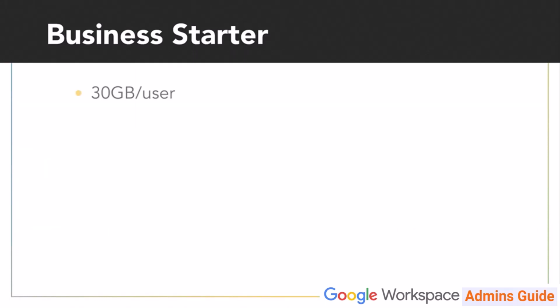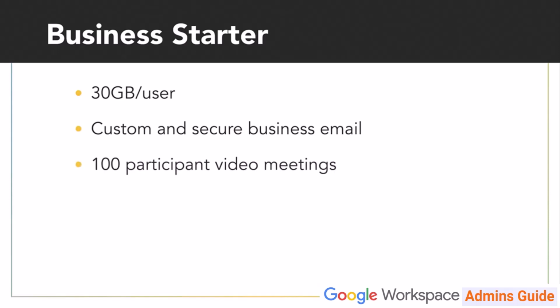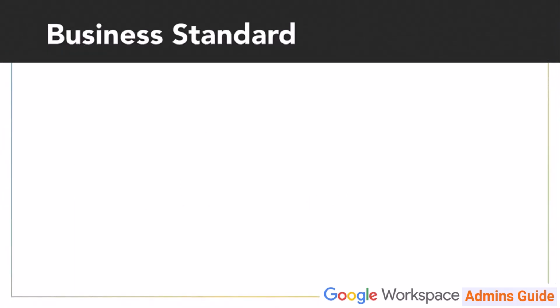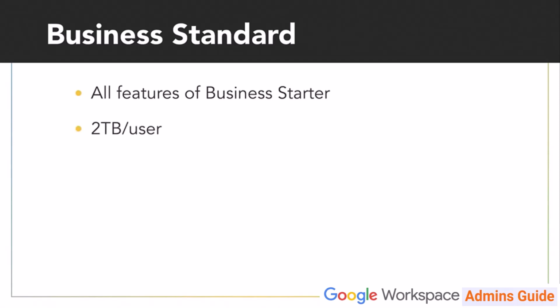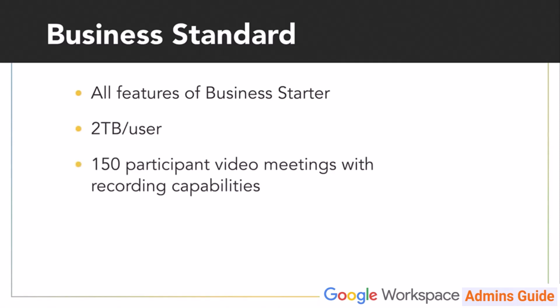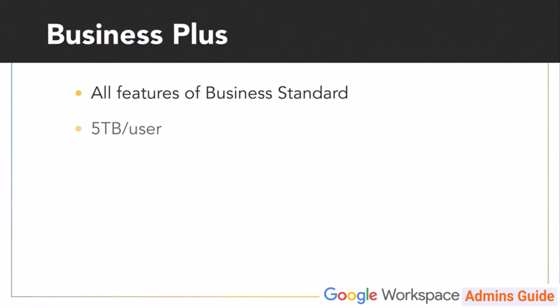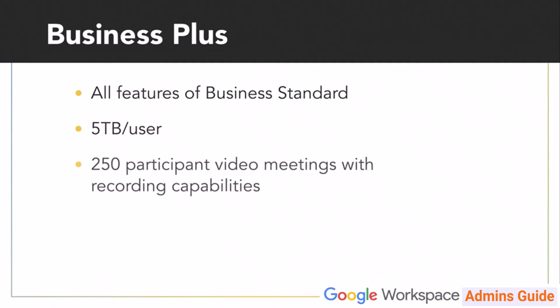Business Starter offers 30 gigabytes of cloud storage per user, as well as custom and secure business email. Additional features and services include 100 participant video meetings, security and management controls, and standard support. Business Standard includes all features of Business Starter, with 2 terabytes of cloud storage per user, and 150 participant video meetings with recording capability.